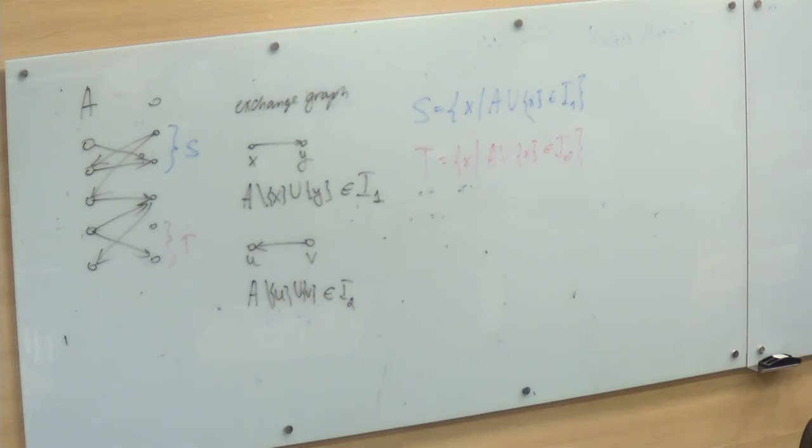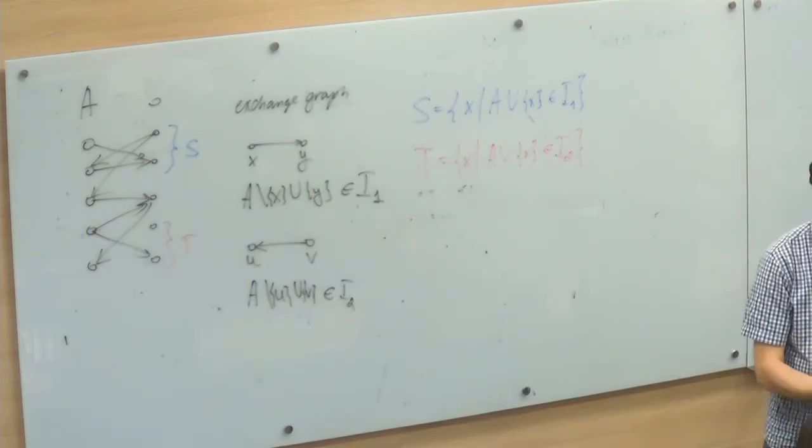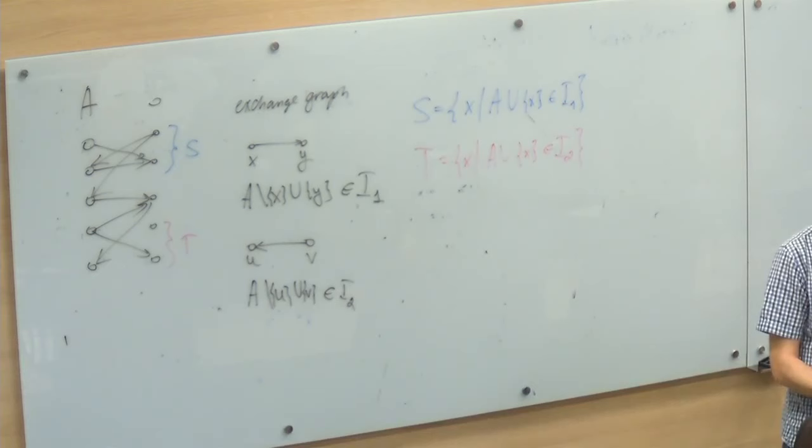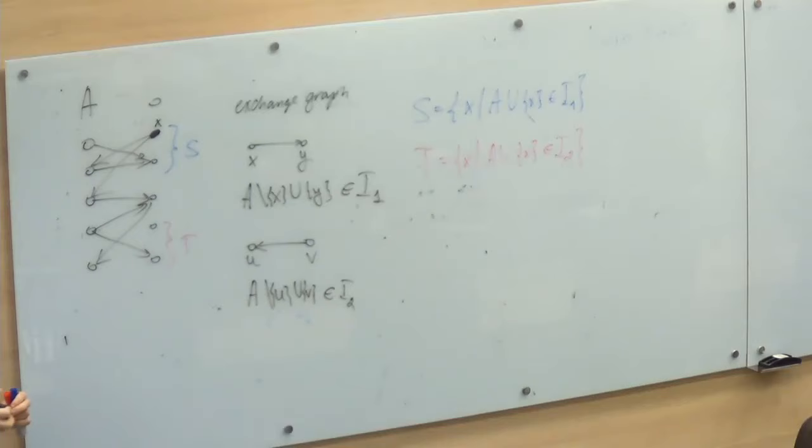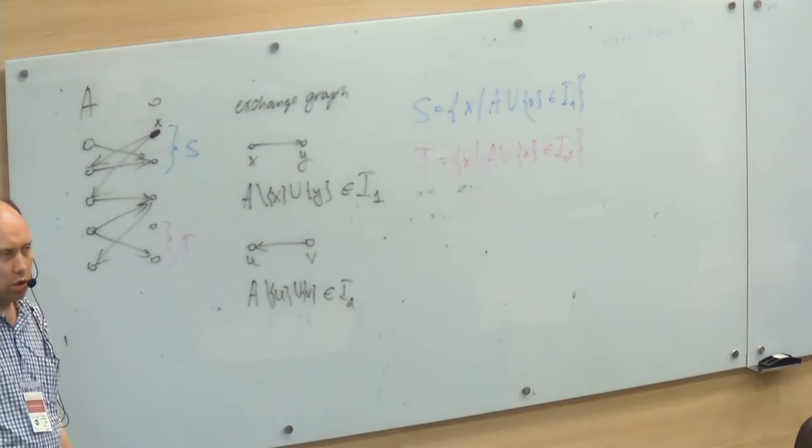S and T do not have common elements, because if they had, we could continue the greedy part. We could add this element to our A by keeping independence in both, and we claim that there is no way to do it. Now let's take some element X from S and try to add it to our A. We keep independence in the first matroid, but we don't have independence in the second matroid anymore.